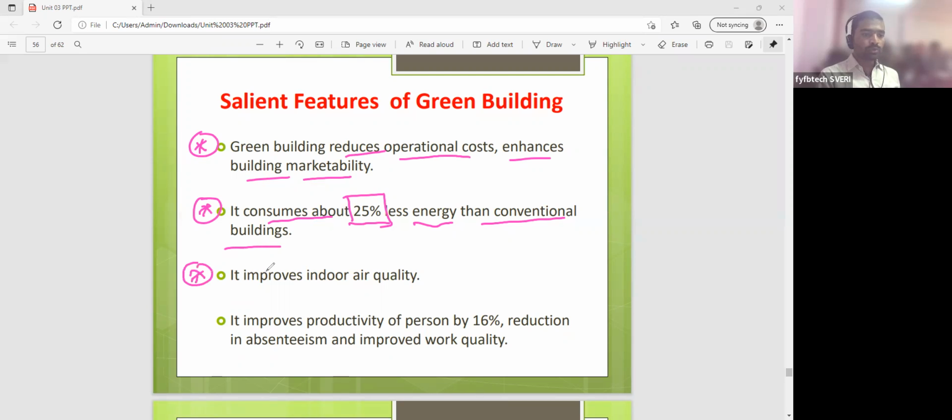Then it improves indoor air quality. Means whatever outside air is there, that should come inside. Indoor air quality. Okay, you have to improve indoor air quality. Then it improves productivity of the person by 16% and reduction in the absenteeism and improved work quality. Yes, it improves the productivity of a person by 16%. Whatever the person staying in the green building, as compared to the conventional building, the productivity is increased by 16%. Where? In the green building.